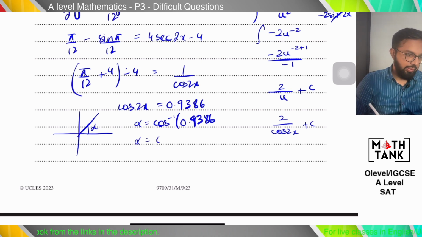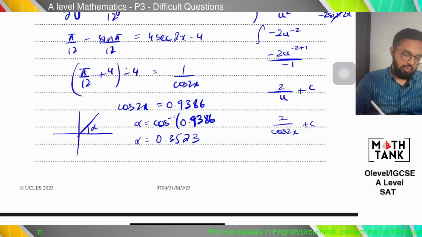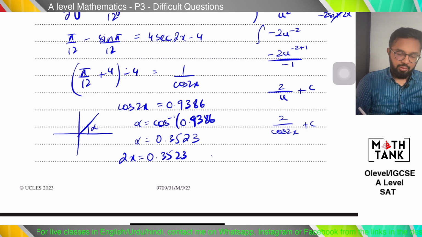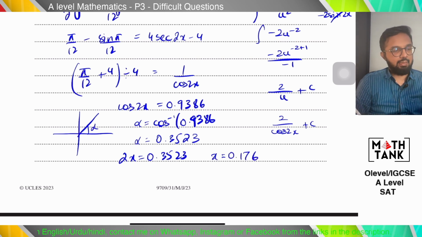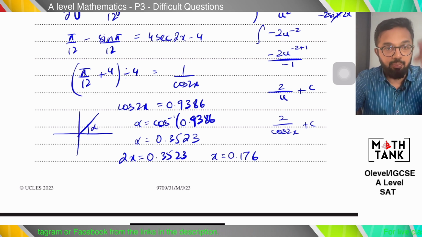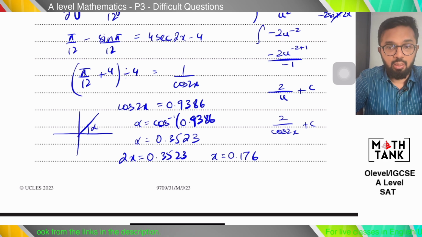Point 3523. So 2x equals 0.3523 divided by 2, which is 0.176. Okay, long question. Let's see if that is the correct answer from the marking scheme. No, it's 0.541. So let's check what our mistake is.